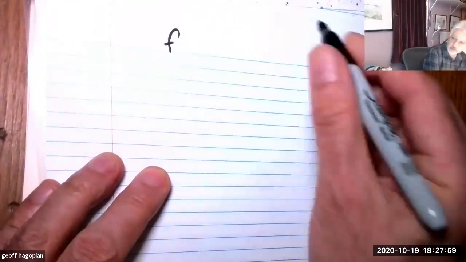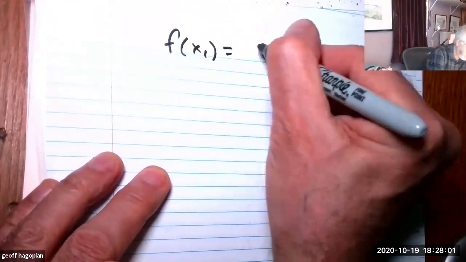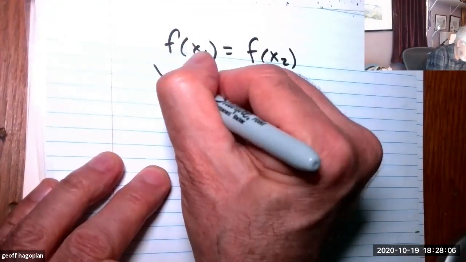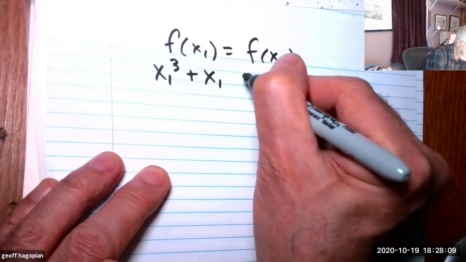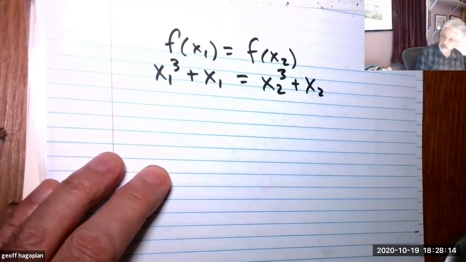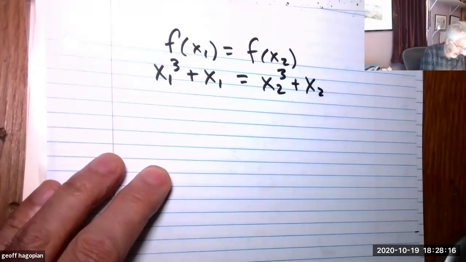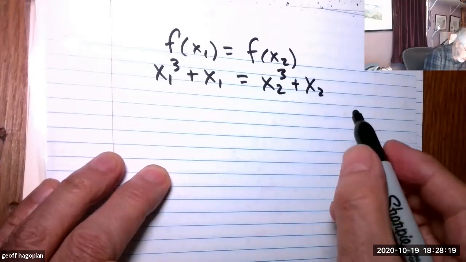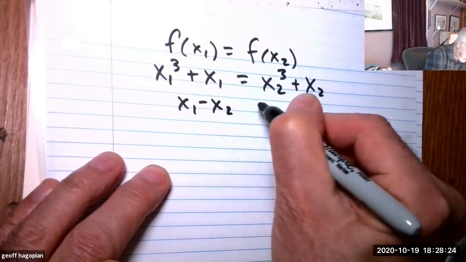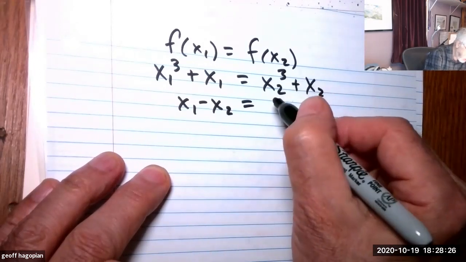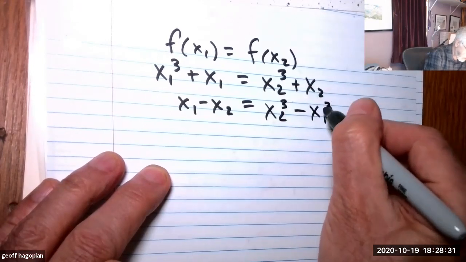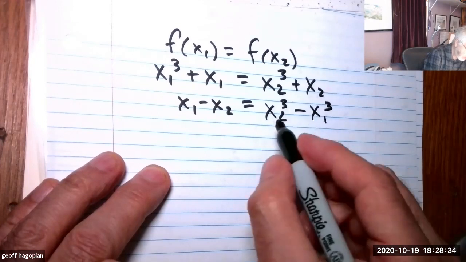We had f of x1 equals f of x2. We'll do this from scratch because it was a little messed up, right? So this is x1 cubed plus x1 equals x2 cubed plus x2. And we're trying to see, does that mean that x1 equals x2? And it's not obvious, right? So I'm going to do what I did before, which was subtract x2 from both sides and subtract x1 cubed from both sides, right? And then I'm going to factor this difference of cubes.